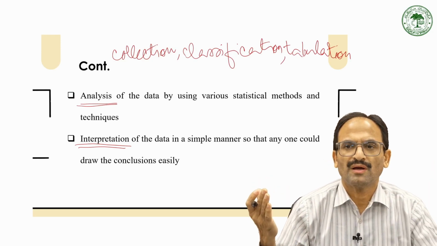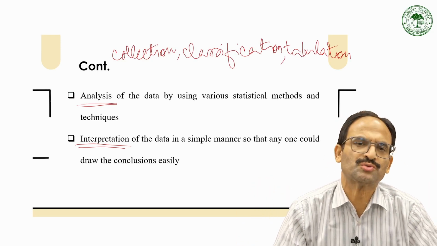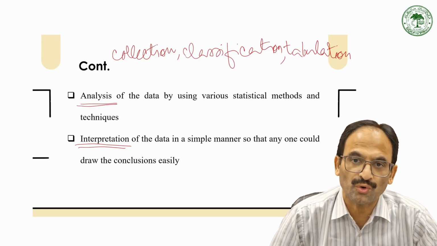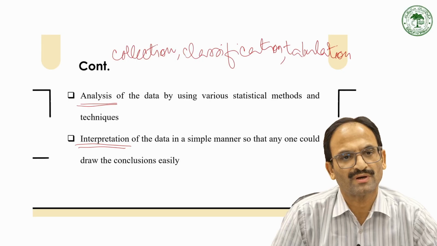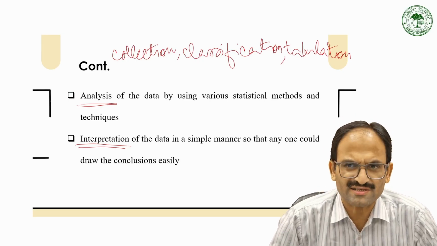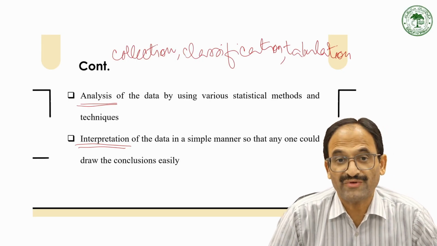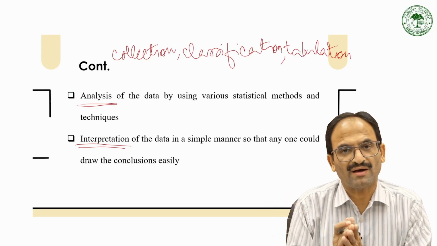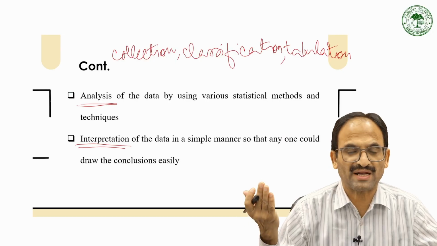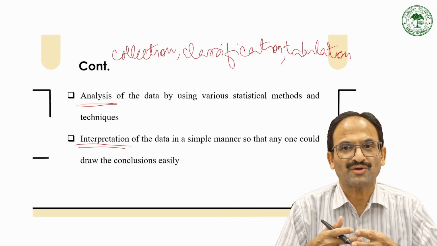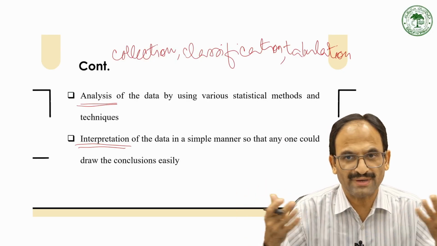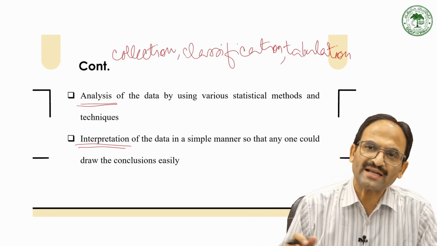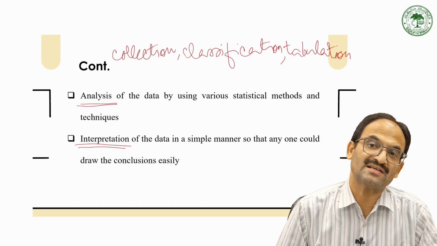Take India's huge population: more than 140 crore people live in India. In the census, whenever it happens, we collect huge data, then we classify it as per our desire or need: rural, urban, married, unmarried, male, female, something like that. And then we tabulate. After tabulating the data, we analyze the data.